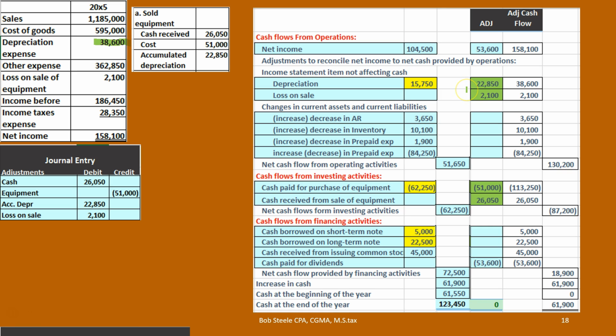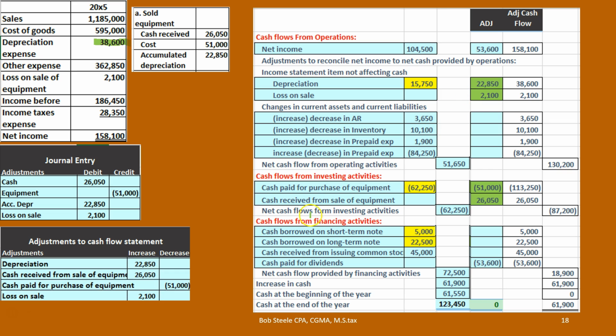So we know that we have to fix the depreciation account here. We know that the depreciation is going to be going up by the 22,850 in order to equal the 38,600, which equals what's on our income statement.